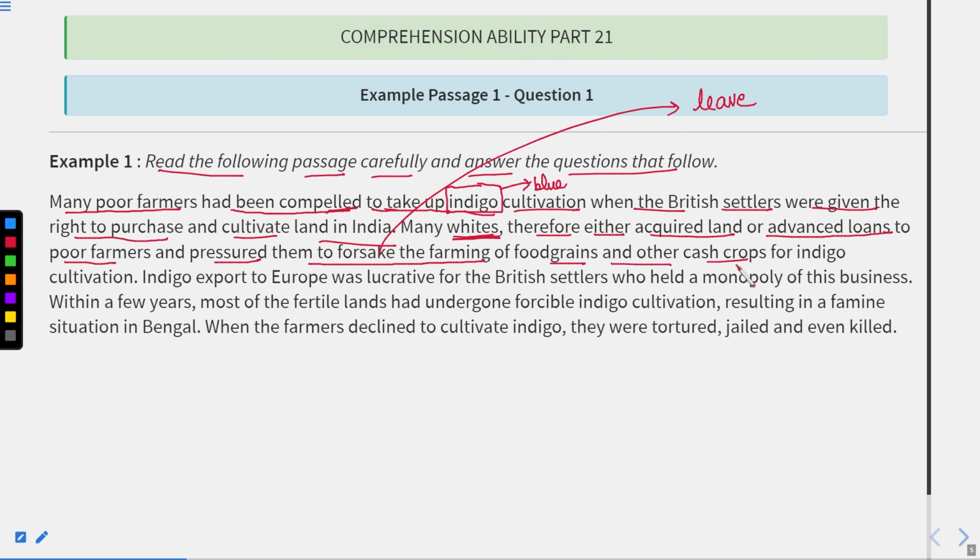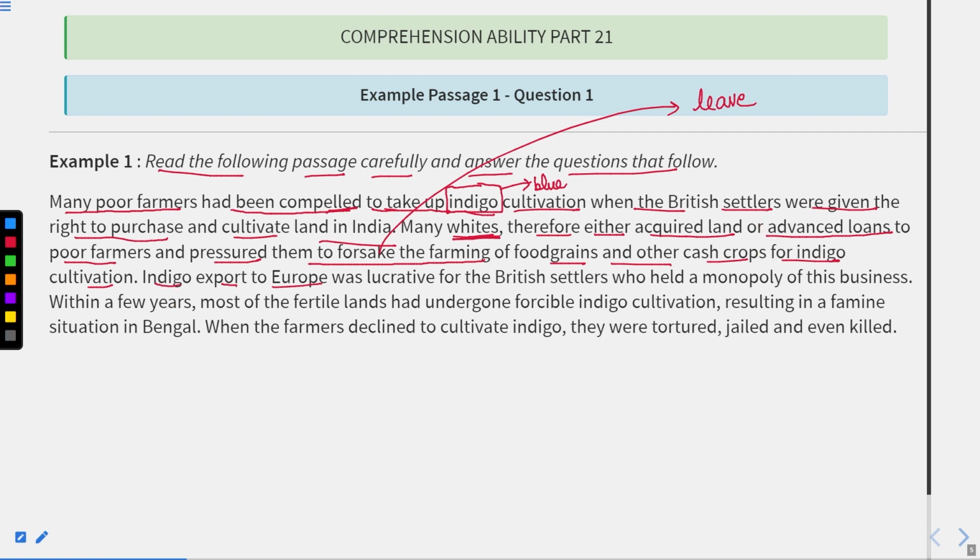They were not authorized to cultivate food grains on those lands, and other cash crops also were forbidden, just for indigo cultivation. It means they were forced not to cultivate the land for food grains or cash crops, but were compelled to cultivate indigo there. Okay, so they were not allowed to raise food grains. In fact, they were ordered, compelled, or forced to cultivate indigo.